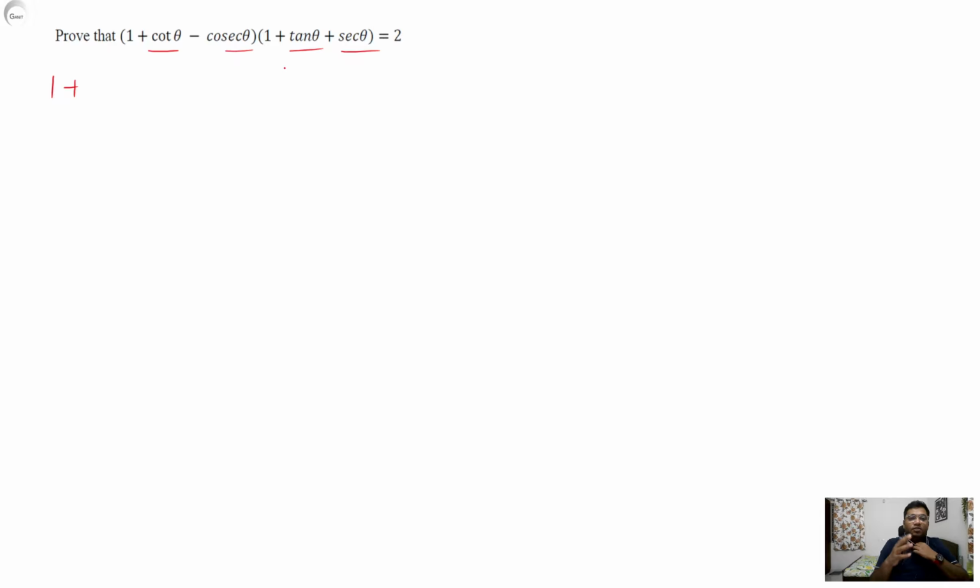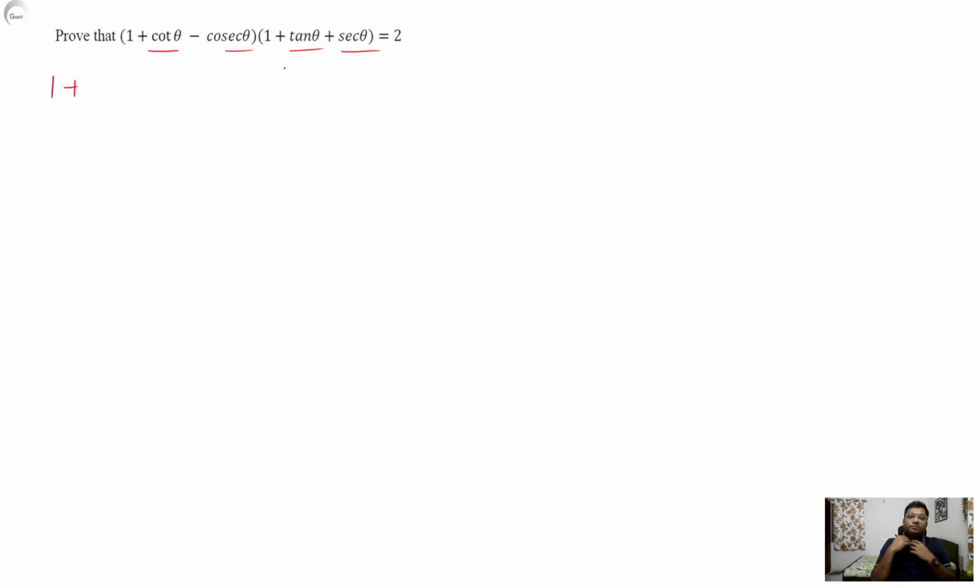Okay, you may consider replacing 1 with cosec square theta minus cot square theta. You may replace 1 with sec square theta minus tan square theta. That can be an approach, not my approach.